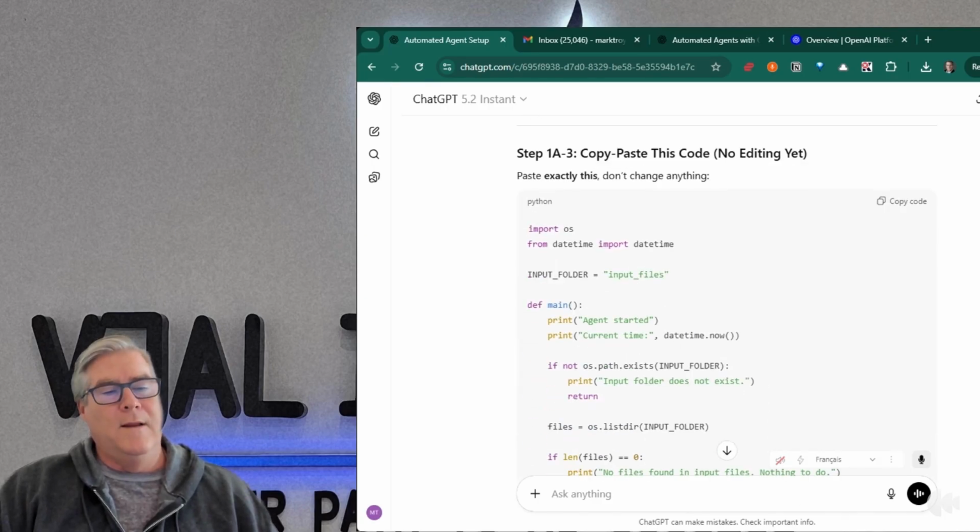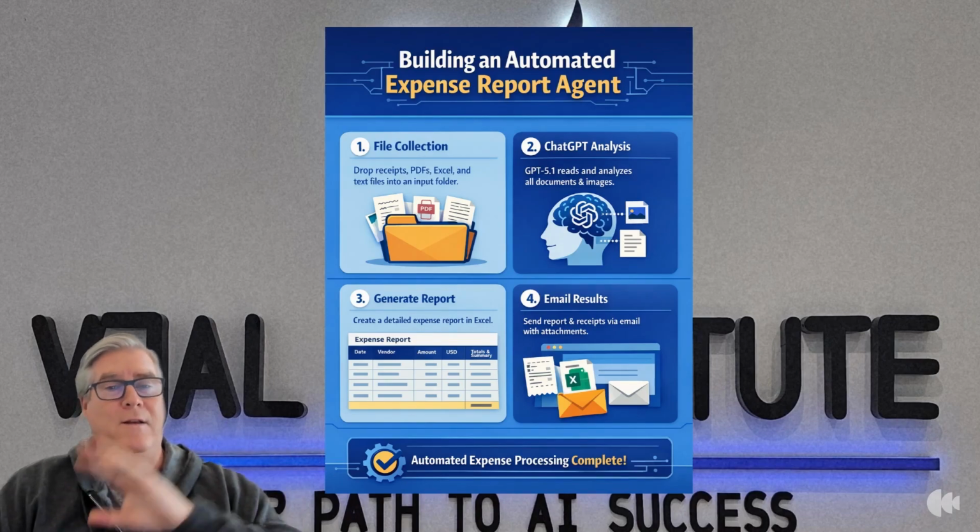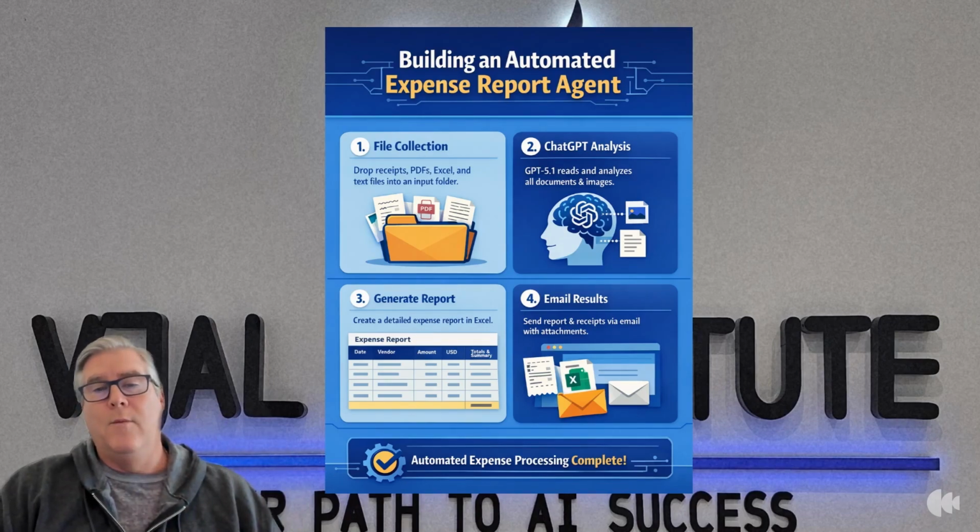So I'm going to go to the next step here. What are we doing here? First, we're going to be collecting files in a folder on our desktop. Our agent's going to be watching that folder, send it to ChatGPT, then it'll generate a report, and it will email the results to me. So this is a great outcome so far.